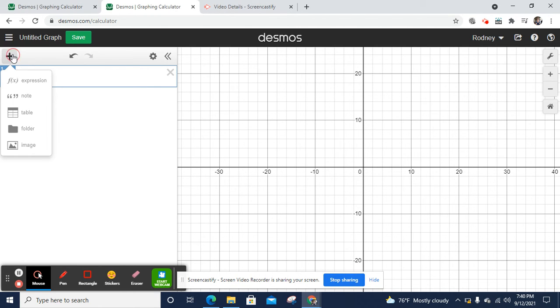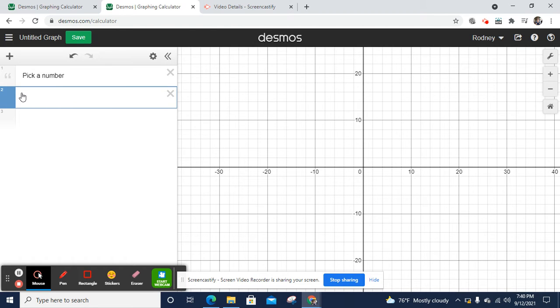So I'm going to show you how to write this in here. So pick a number. Okay, notice that what I did was I clicked the plus button and I hit note. And when I did that, it opened that up. So I'm going to do it one more time. I'm going to hit the plus button, hit note, and I say pick a number. Okay, my number is going to be, I don't know, so it's going to be X.